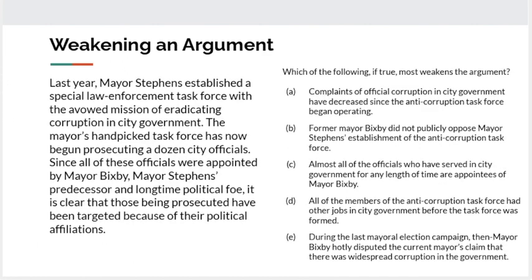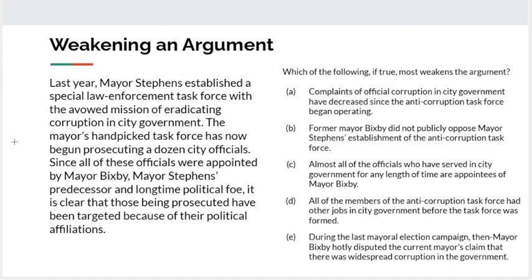Last year, Mayor Stevens established a special law enforcement task force with the avowed mission of eradicating corruption in city government. So the avowed mission, the publicly stated mission, of eradicating corruption in city government. The mayor's hand-picked task force has now begun prosecuting a dozen city officials. Since all of these officials were appointed by Mayor Bixby, Mayor Stevens' predecessor and longtime political foe, it is clear that those being prosecuted have been targeted because of their political affiliations.